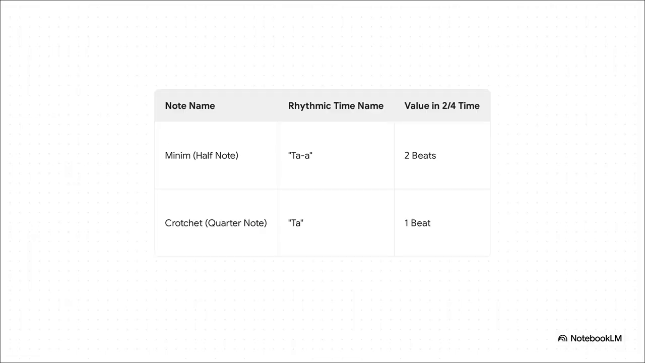But let's check it out. We're just going to focus on 2 notes today. A quarter note, which gets 1 beat, we simply call ta. A half note, which gets 2 beats, we call ta-ah. See how the name itself kind of tells you how long it is? Ta is short, just 1 beat. Ta-ah is stretched out to cover both beats.